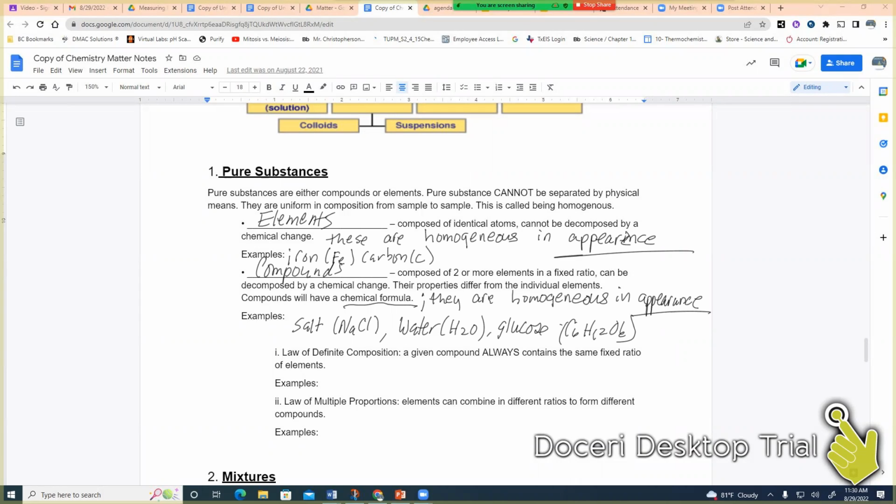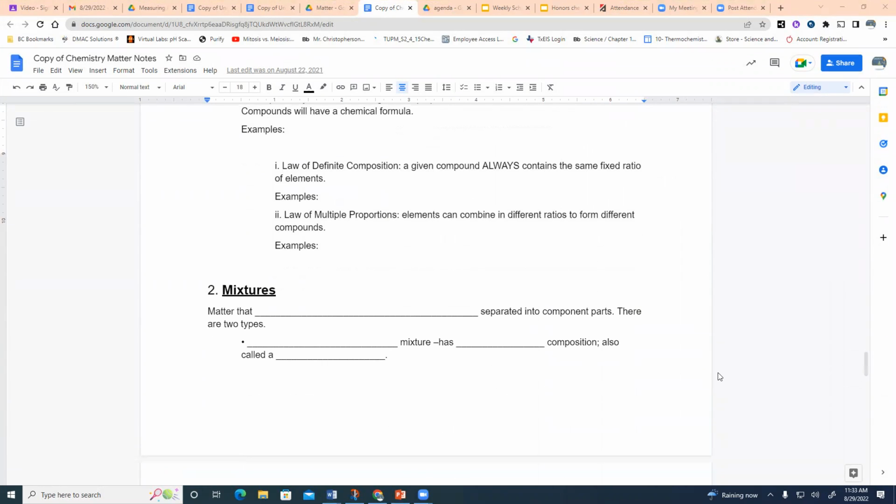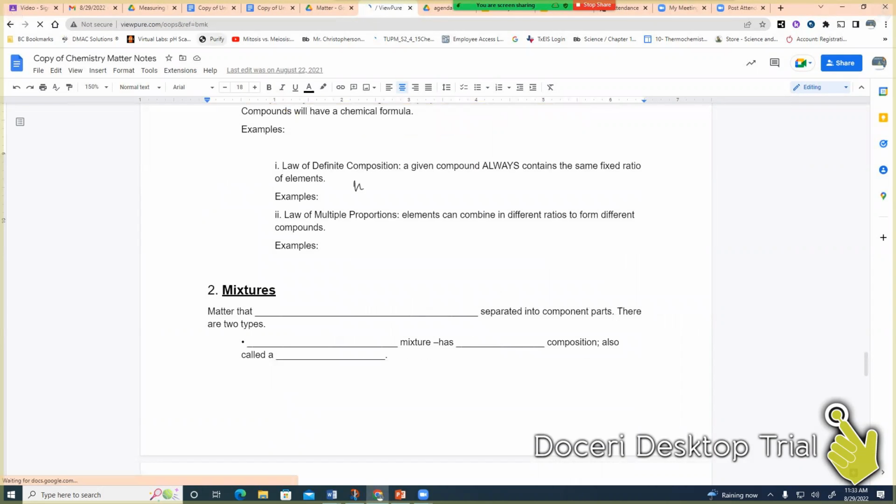We have a couple of laws that guide compounds, and we'll probably come across some later on again. Everybody got this? I'm going to move it up a little bit. So the law of definite composition says a given compound always contains the same fixed ratio of elements. It's like a recipe. If I want to make water, I'm going to have 2 hydrogen and 1 oxygen. That's my fixed ratio.